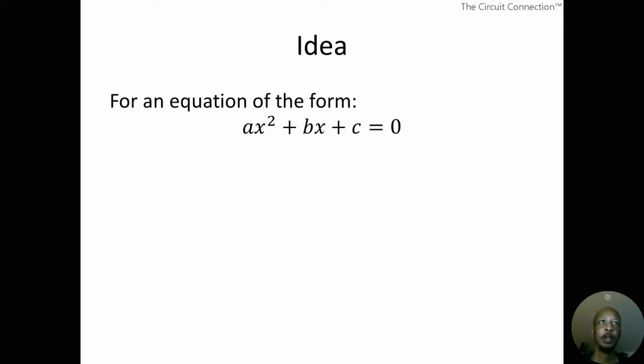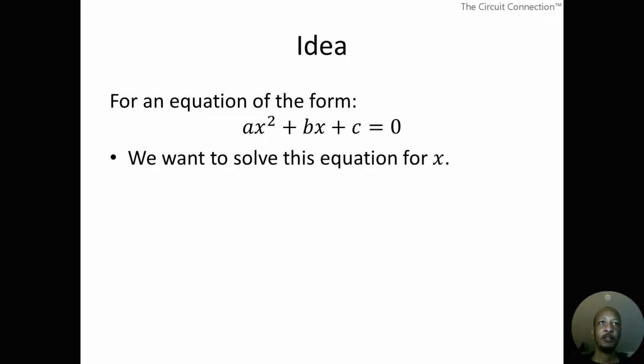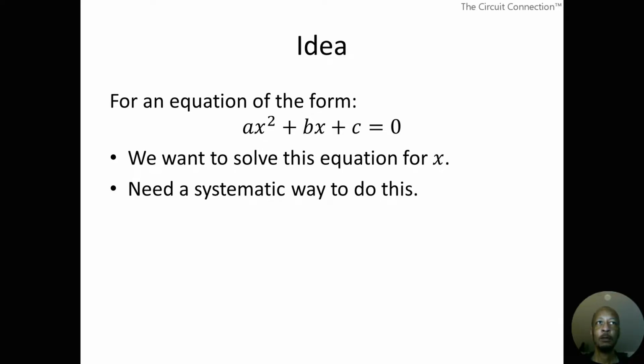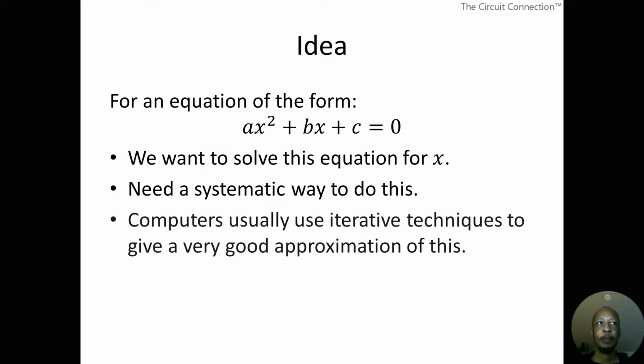So the idea, well, what's the idea? For an equation of the form ax squared plus bx plus c equals 0, what you want to do is solve this equation for x. And you're going to need a systematic way of doing it. You don't want to sit there and guess at it all day long. I mean, you probably could do that in certain situations, but in general, you want a systematic way of doing it. You don't want to just keep doing trial and error.